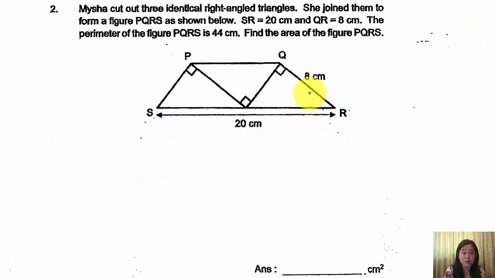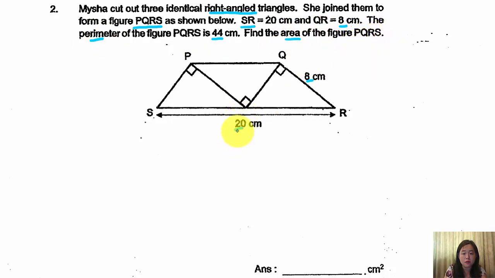Now let's try question 2. Masha cut out 3 identical right-angled triangles. She joined them to form a figure PQRS as shown. SR is 20 cm and QR is 8 cm. The perimeter of the figure PQRS is 44 cm. Find the area of the figure PQRS.